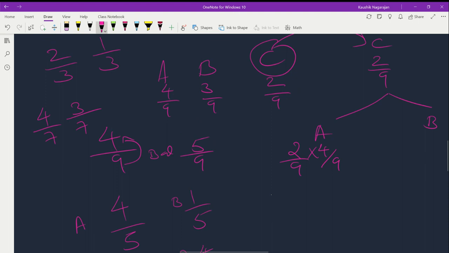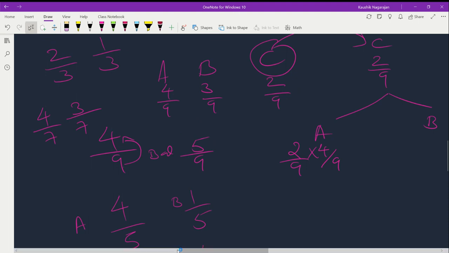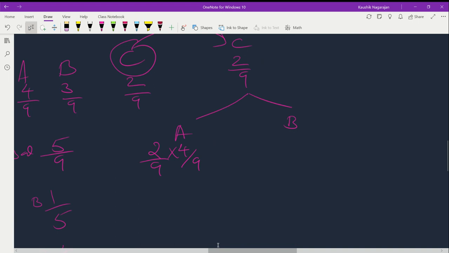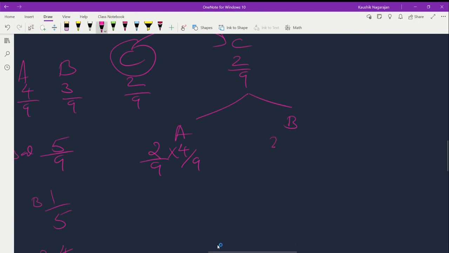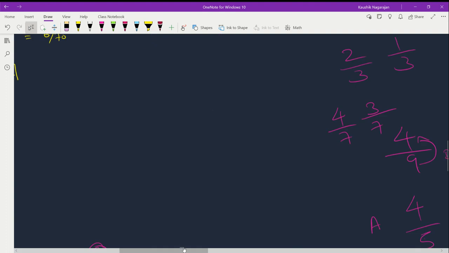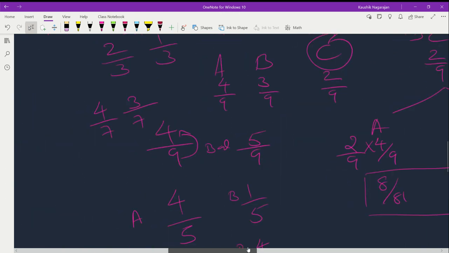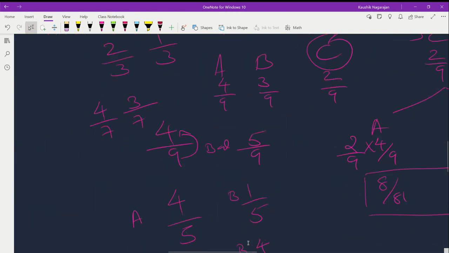So here 4 by 9 is taken by A. Out of 9, if 4 is taken by A, the remaining 5 by 9 will go to B. So 2 by 9 into 4 by 9 and 2 by 9 into 5 by 9. Now multiply it. 4 twos are 8, so 8 by 81, and here 10 by 81. These 8 by 81 and 10 by 81 are nothing but the gain of the partners. Now this should be added to the old PSR to get your NPSR. I repeat, only if you add this to the old PSR will that give you the NPSR.